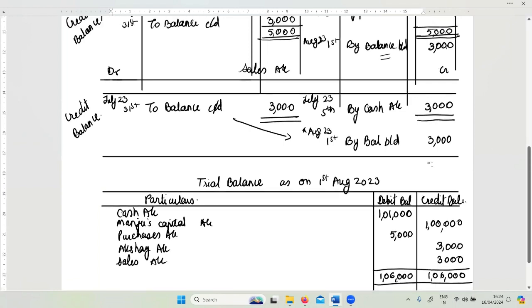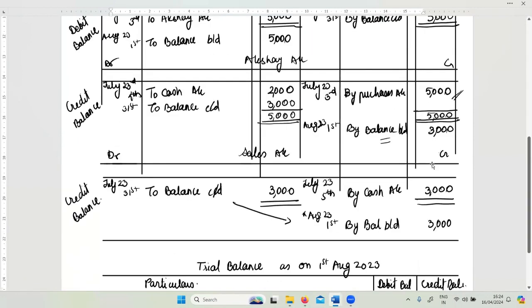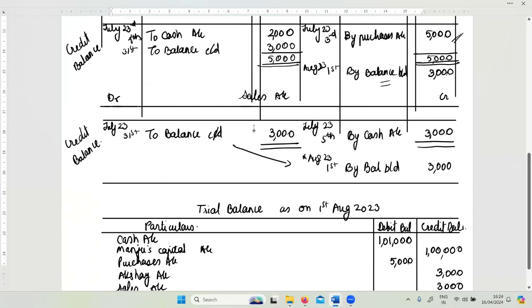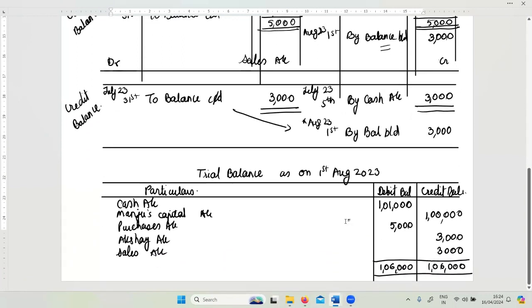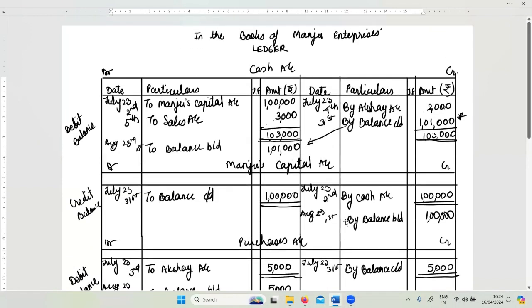Ledger accounts, how we write, how we post to the ledger accounts, how we balance the ledger accounts, and finally, on the basis of these balances, we have the trial balance. Okay. So ahead in our videos, we are going to do this in much more detail. The trial balance will be done in detail. But ledger accounts, I think this should give you a clear idea, because it's just a basic understanding.